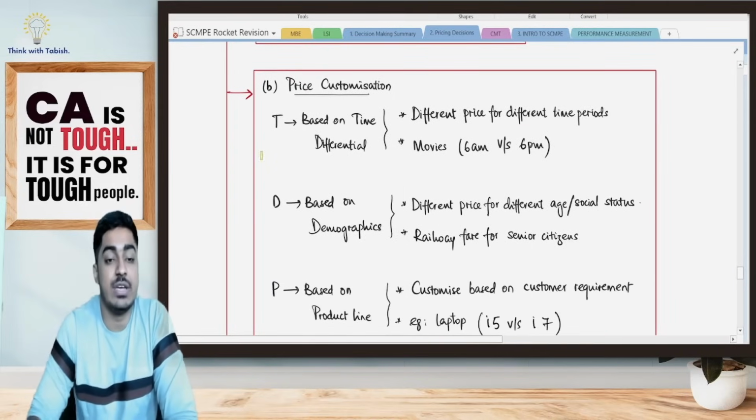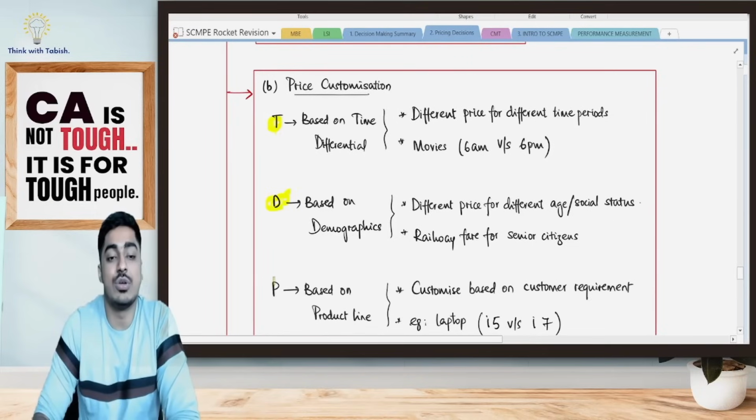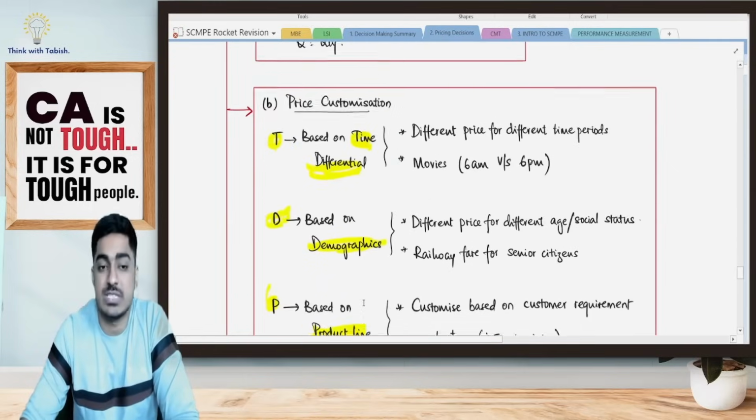TDPC, if you get that distinction, that will give you a PC. T stands for time differential. D stands for demographics. P stands for product line. C stands for customer's past behavior.